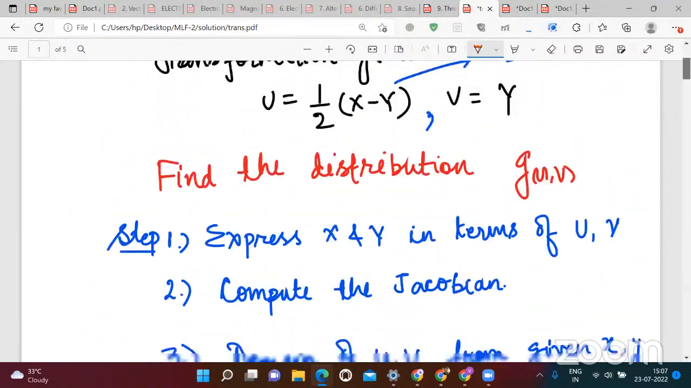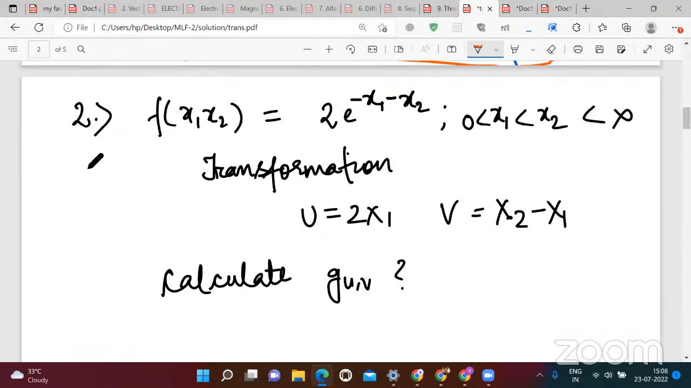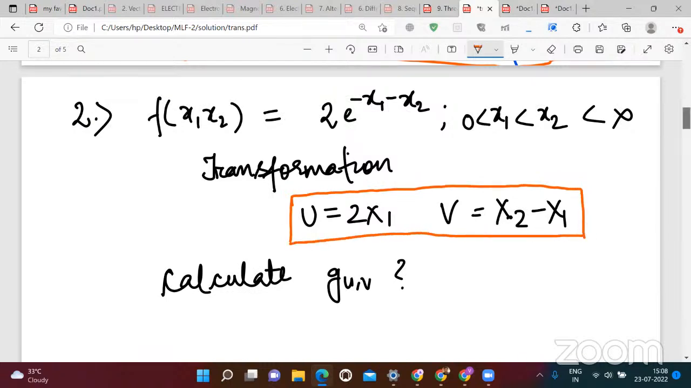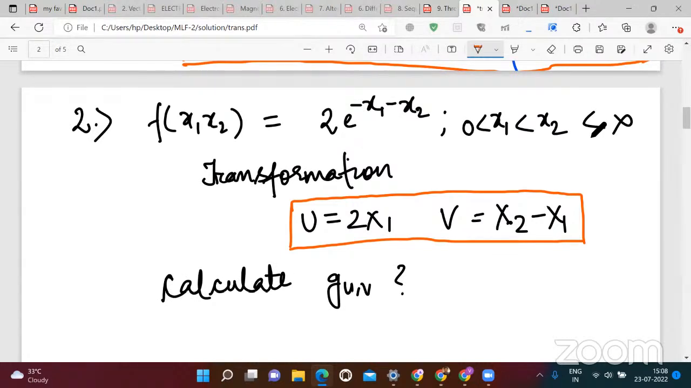Okay. And similarly, you can do it for the other problems also. Like here, one problem has been given. The second problem is: you have been given the joint distribution of x1, x2, and x1, x2 lie from 0 to infinity, and the transformation is given here. Then you need to calculate the joint distribution of u and v. First tell me the Jacobian for this. The first step is to express x1, x2 in the form of u and v, then calculate the Jacobian and tell me the Jacobian value.